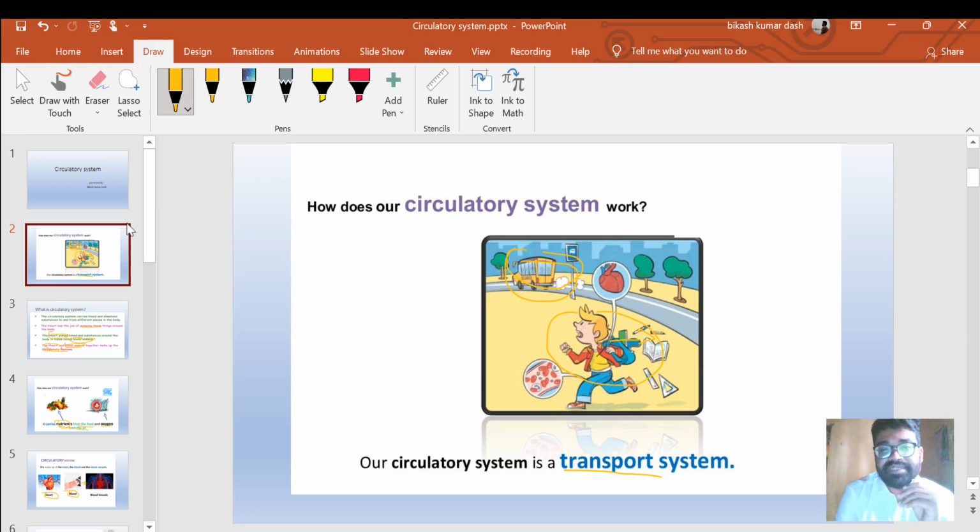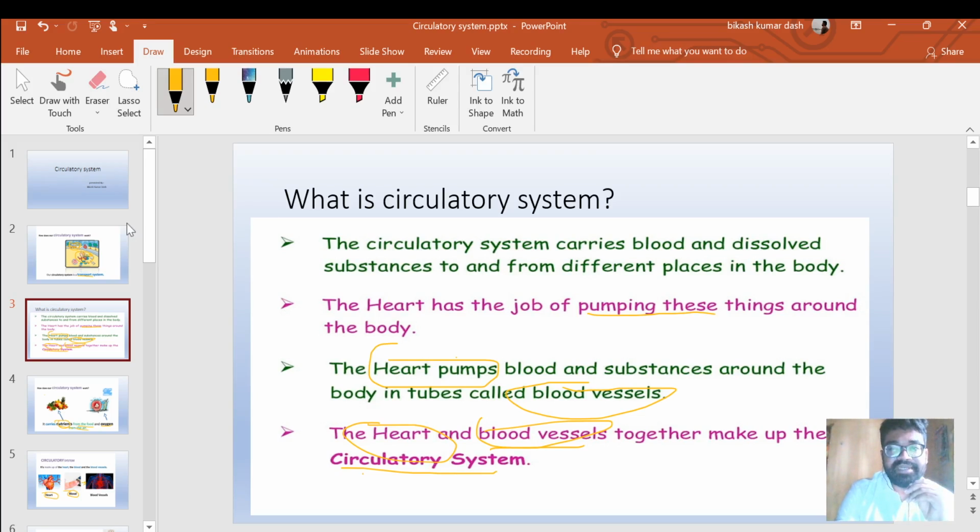As you know, the transport system is constituted of a transporting medium, a transporting destination, and places where it can carry the substances. In our body, the circulatory system carries the blood and the required substances to and from different places of the body. The main job is done by the heart, pumping these things around the body. The heart pumps this blood through tube-like structures called blood vessels. So the heart and the blood vessels together make up the total circulatory system.